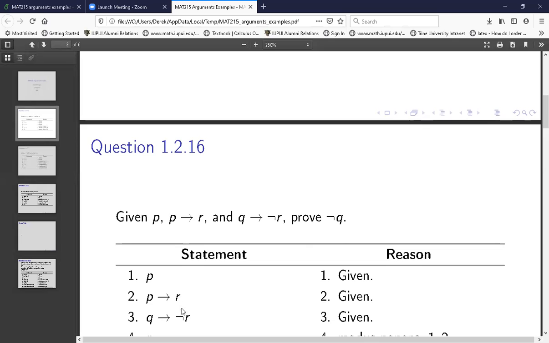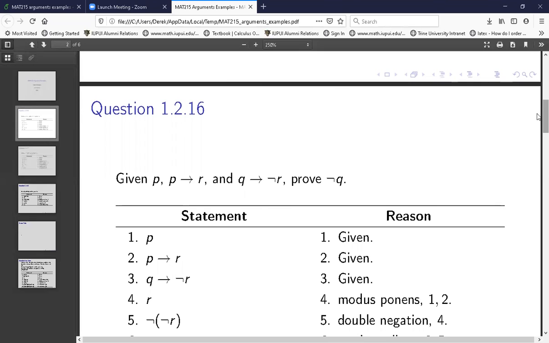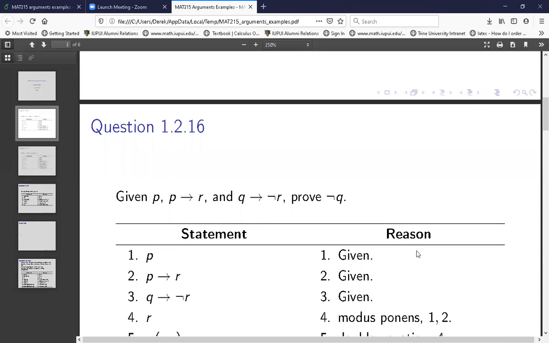If you look at this, you can also think about logically, what can you already tell? A lot of times we're carefully proving things that seem obvious because you're all very logical people as science majors. I have P and I have P implies R. Well, that seems like it should give me R. And it does. So that's my first step: modus ponens on 1 and 2.